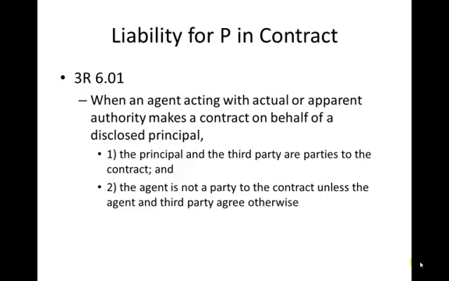You'll see 6.01 states that when an agent acting with actual or apparent authority makes a contract on behalf of a disclosed principal, 1, the principal and third party are parties to the contract, and 2, the agent is not a party to the contract unless the agent and third party agree otherwise. So to analyze this rule, we need to break it down a little further. The key parts are this: the actual or apparent authority, and the disclosed principal.